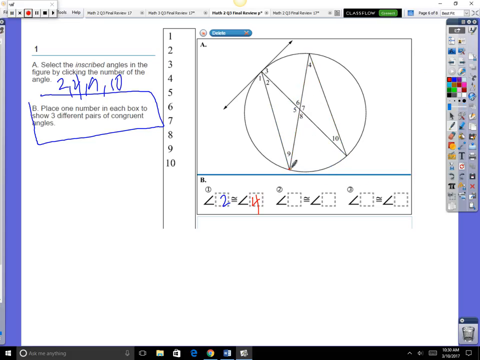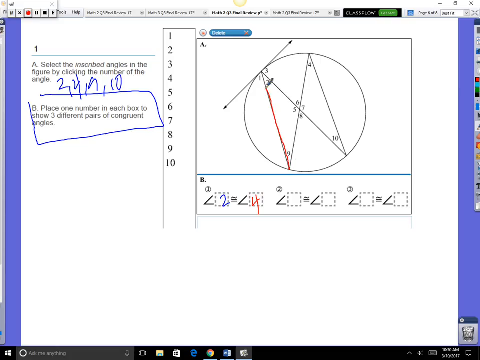So 9 ends there, and it ends there, so 9 makes that arc. And 10 starts at a different spot, but it ends at the same place. So 9 and 10 are the same.